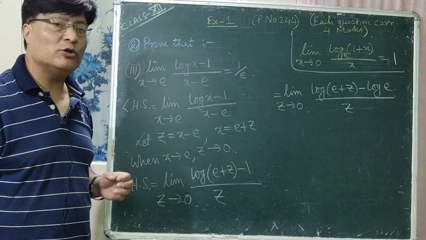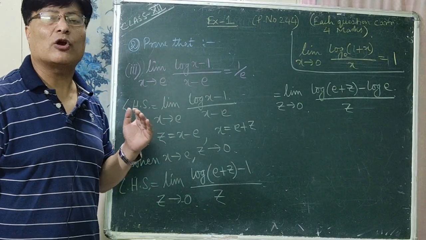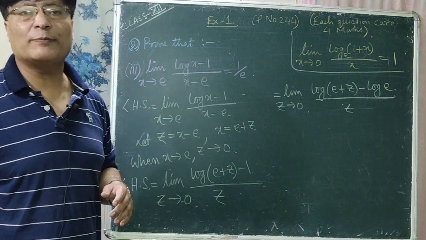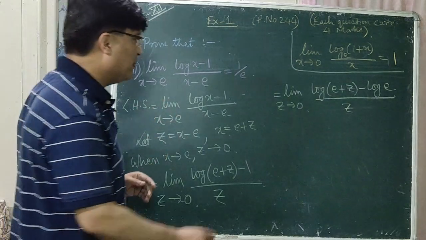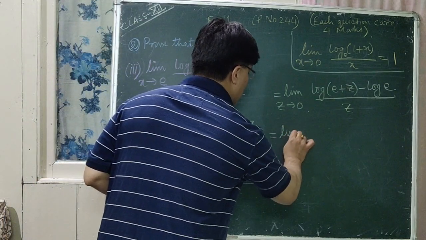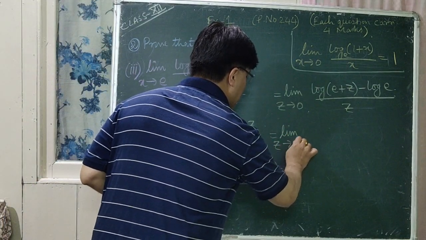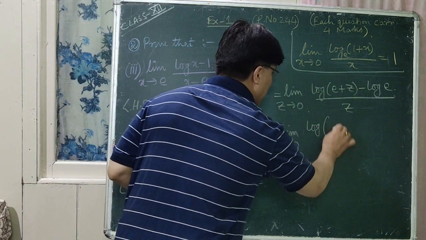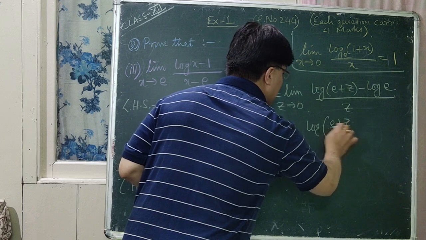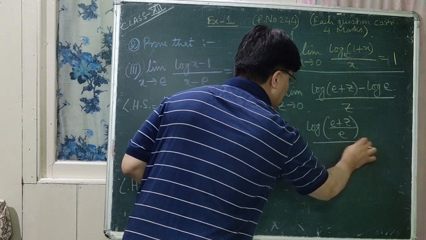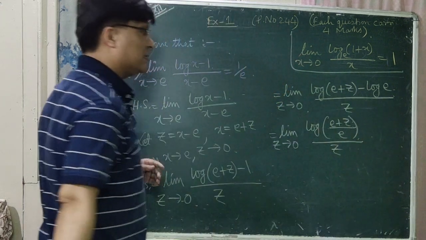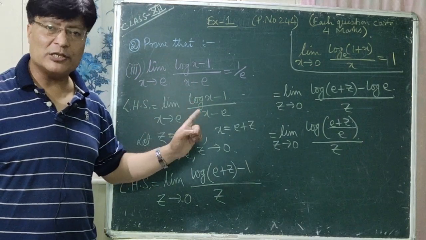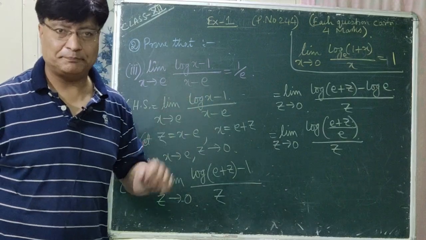Now what is there in the numerator? It is log a minus log b. So you know the properties of logarithm. What is log a minus log b? It is log of a by b. So which is equal to limit z tends to 0 log of a by b. What is log of a by b? It is e plus z divided by e, whole divided by z. Is that understood now? So this is your log of a by b.